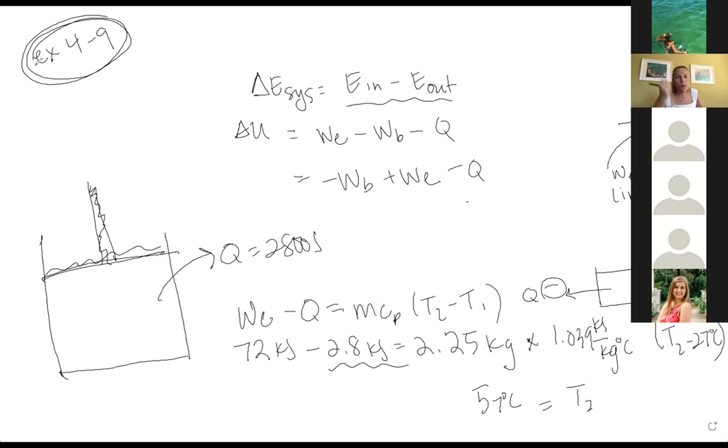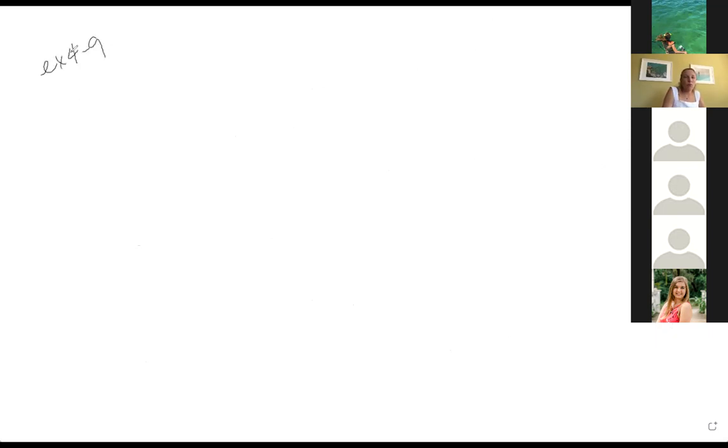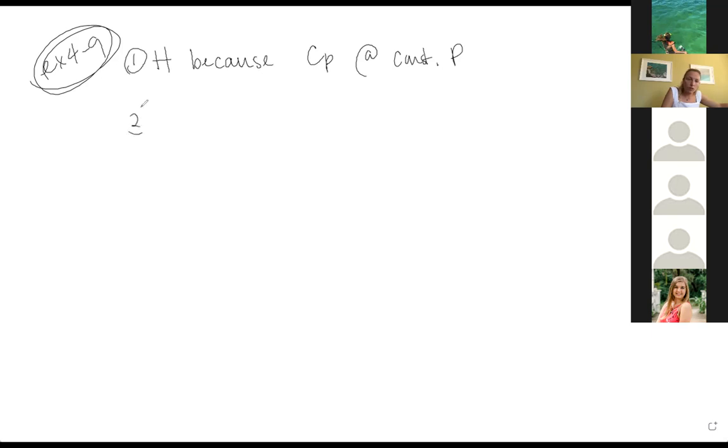So for example 4-9, what we did is we looked at using enthalpy because we could use this Cp at constant pressure. We were told constant pressure. But you could also, here's the first way we worked it, calculate boundary work, which is going to be your pressure times your change in volume, and then also look up your change in internal energy from property tables.